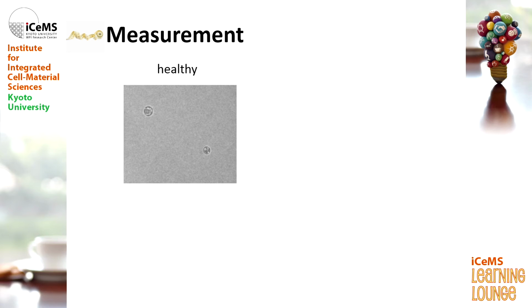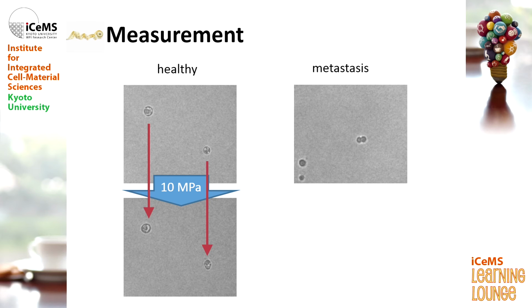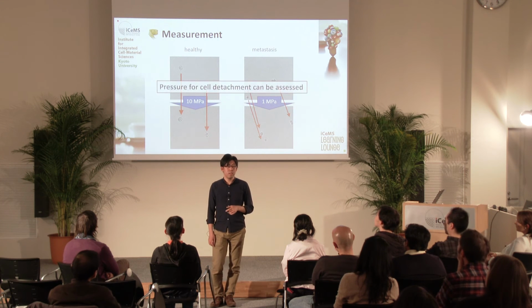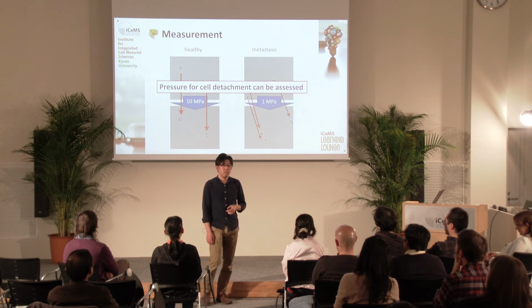So this is the healthy cells sitting on the artificial cell membrane. And we gave the shock wave with 10 megapascal. What happened was they stayed at the original position. So they were quite strongly attached to the substrate. We did the same experiment with the metastatic cells. And only 1 megapascal of the shock wave was strong enough to detach cells. So they are moved afterwards. So by this technique, we can distinguish and we can evaluate how strong the adhesion of cell was.